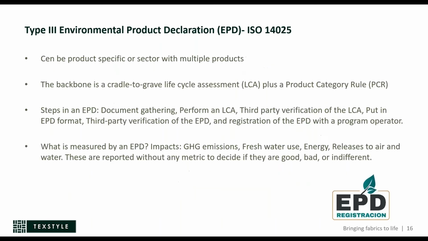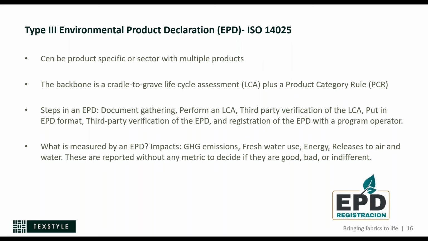Another declaration is a type 3 environmental product declaration, EPD. A lot of people have heard about this. This is kind of the holy grail of products for manufacturers to do. And I have a typo, I apologize: it can be product specific or sector specific with multiple products. So for instance, you can do your specific fabric, or you can do all the fabric in a line made by different manufacturers. So it can be one or the other. LEED gives you more credit for product specific versus sector specific. The backbone of an EPD is a cradle to grave life cycle analysis plus a product category rule.